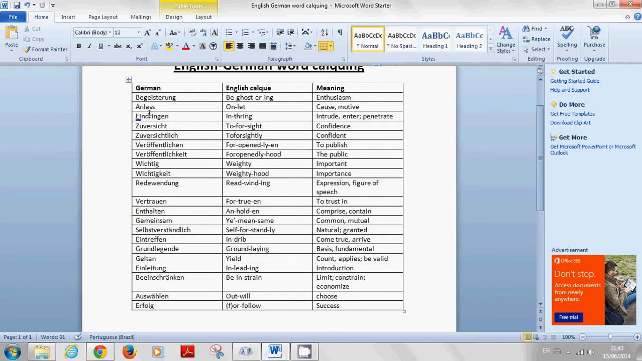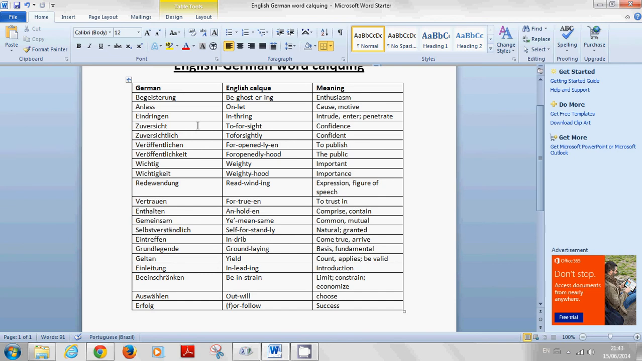This third one here, this word thring is an older English word that existed in Middle English in a verb called thringen during Chaucer times, and now exists only in colloquial dialects in the United Kingdom. This word eindringen in German means intrude, enter, or penetrate something.